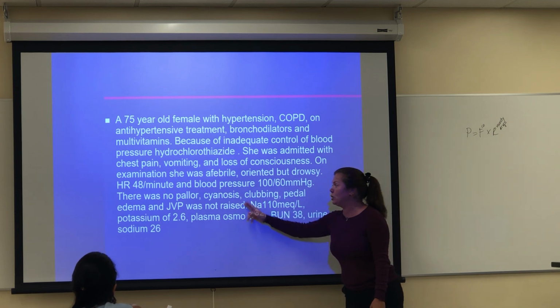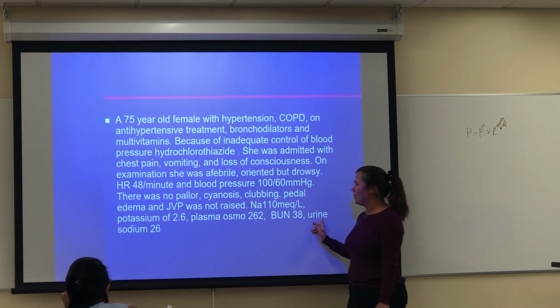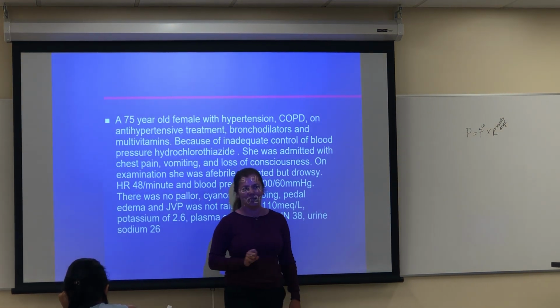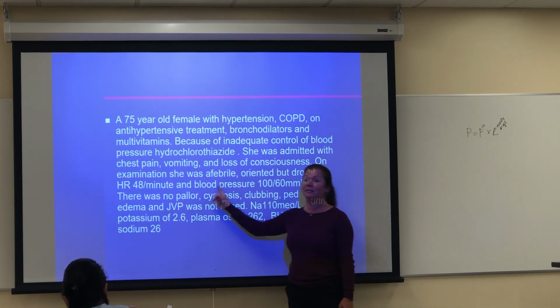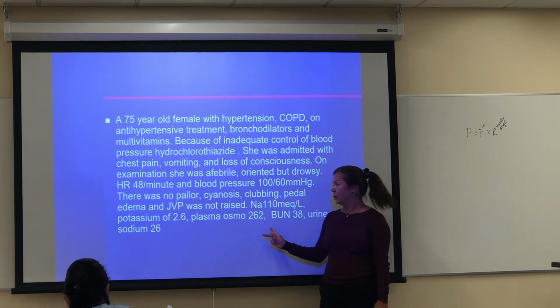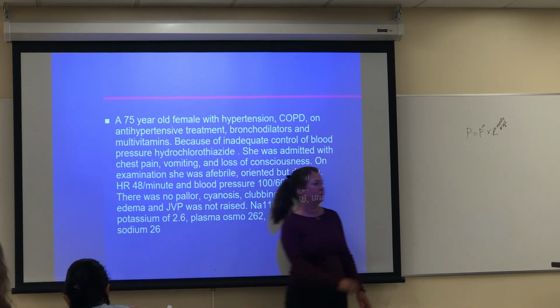So, even though my patient is euvolemic, my BUN is 38, right? But my urine sodium is 26, SIADH. If I now tell you BUN is 38, but I have signs and symptoms of dehydration here, what would it be? With a urine sodium of 26, diuretic induced.